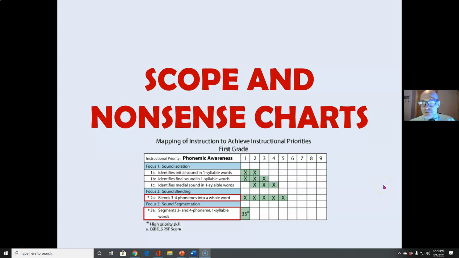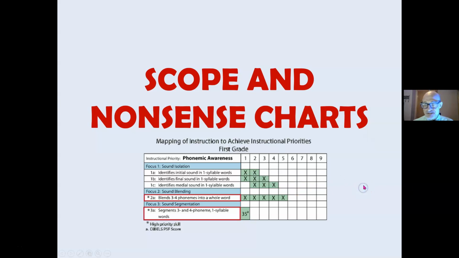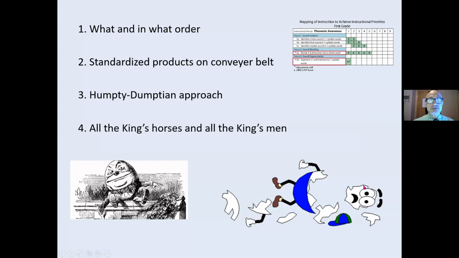Andy Johnson. We're looking at the scope and sequence chart for reading, what I sometimes call the scope and nonsense chart. Let's take a look. First of all, what am I talking about? A scope and sequence chart tells what, that's the scope, and in what order, that's the sequence. We'll take a look at these in just a minute.